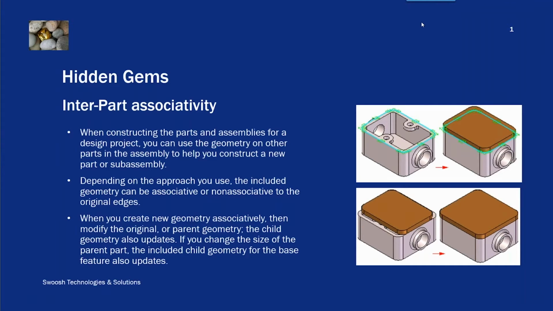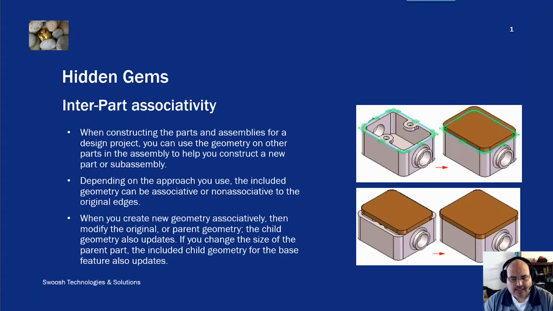So interpart relationship, or interpart associativity, inside of Solid Edge is something that's been around for a good long while. It helps you create and design your products with the help and context of another part or another assembly. Depending on how you want to include the geometry, you can make it associative, which is what we're going to be concentrating on, or you can make it non-associative. In other words, you use it once and you forget it.